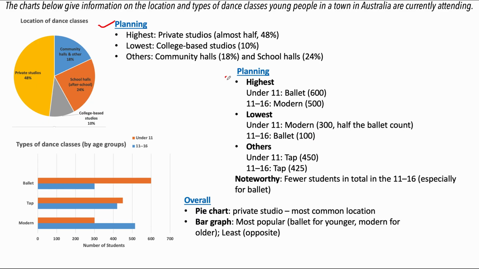Based on this planning of each of the two, we can figure out what to write in the overall statement. From the pie chart, the most important thing that stands out is 48%, which is private studios. For bar graph, we could just mention in the overall statement which is the most popular dance form, or we can mention both the highest and the lowest categories. It is also important in combination questions that you see if there is a connection between the two charts that are given. In this case, there is no connection, so we don't need to mention it.